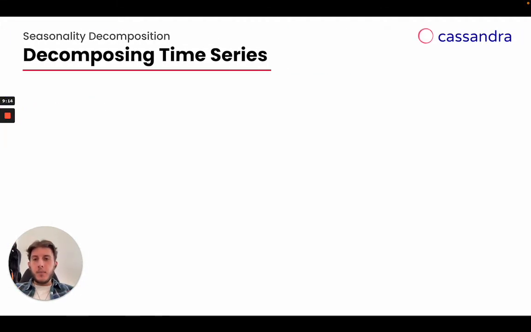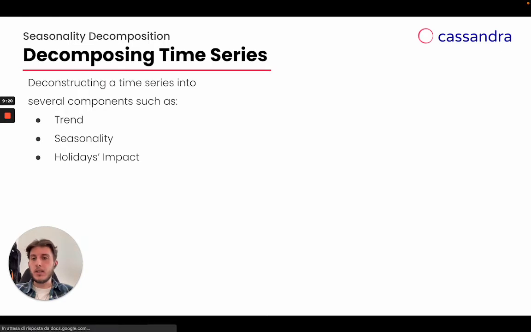And the next thing that we want to talk about is seasonality decomposition, and specifically how to decompose time series, which in practical terms means deconstructing a time series into several components, such as trend, seasonality, holidays impact, and so on. And basically, what we are doing here is trying to get our 3 years of historical data and understand whether our business is growing. So we have a growing trend, or we have a decreasing trend, so maybe it's not going so well.